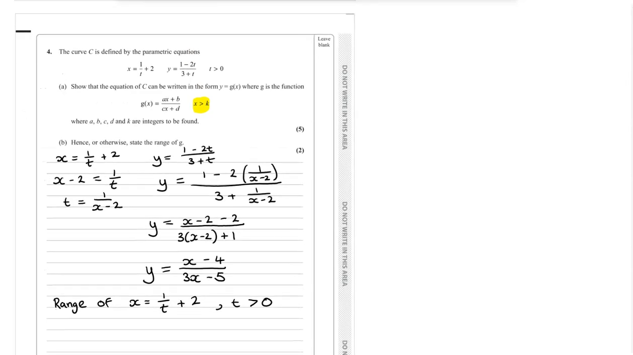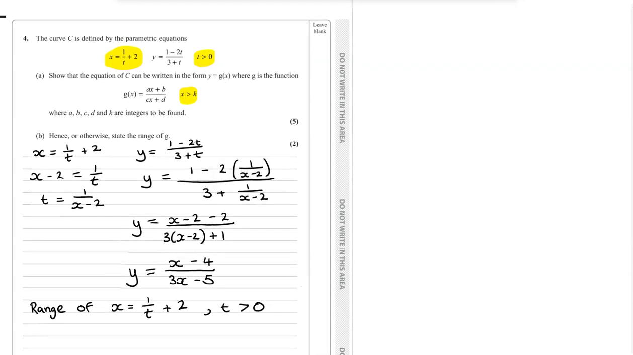Okay, just note that at the start of the question you're given this domain. So if we can find the range of this, then that will be the domain of my Cartesian equation. So let's just do this over to the side here. If I sketch what x equals 1 over t plus 2 is, so if I was just to sketch 1 over t, it would just look something like this. But then what's going to happen is that plus 2 means I translate it all up by 2 units.